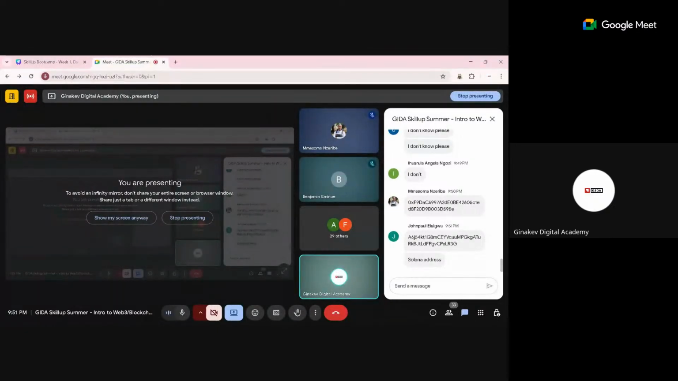Miss Oma, where are you on my WhatsApp? Okay, I've seen you. So this is the Solana wallet address. Okay, someone has even shared a Solana address.